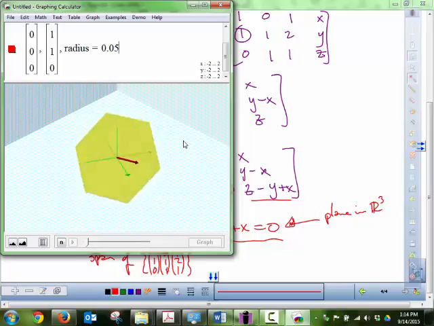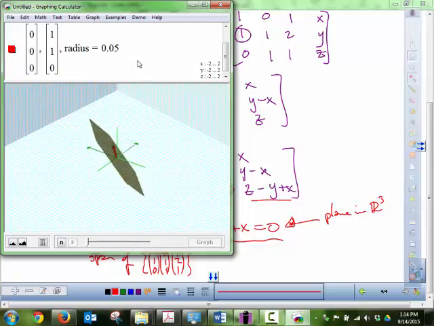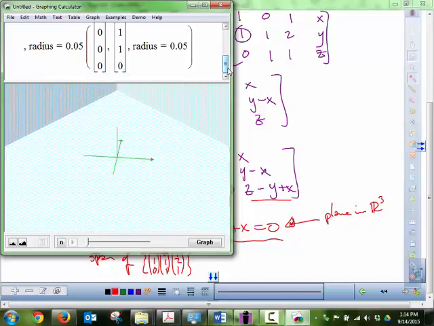Now, can you guess what's up with the other vectors if we were to draw them? Would it be perpendicular? It would be, all three vectors should be on the plane. Because anything that you add, subtract, multiply.